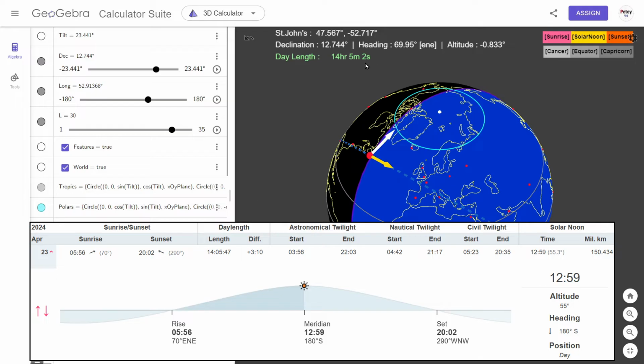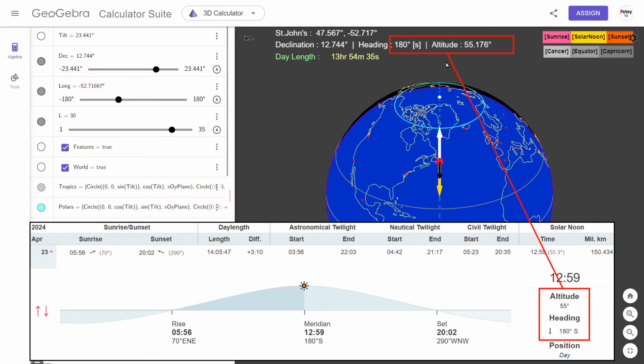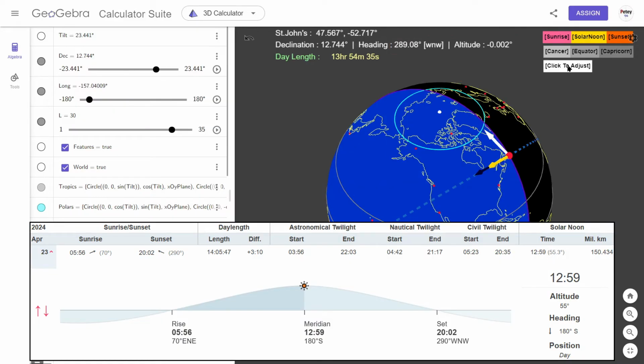Let's see what Time and Date says. So they have 14 hours, 5 minutes and 47 seconds. So now we're 45 seconds out. Still within a minute. We have a heading. Ours is 70 degrees, east-northeast. They have 70. Solar noon. We have 180 south, and the altitude is 55 degrees. So is theirs. Sunset. We have 290 west-northwest. Yep, so do they.